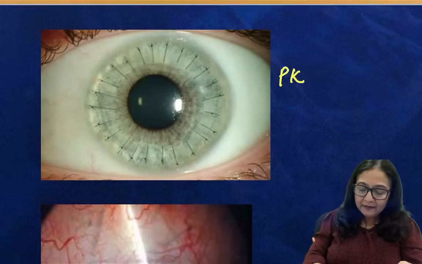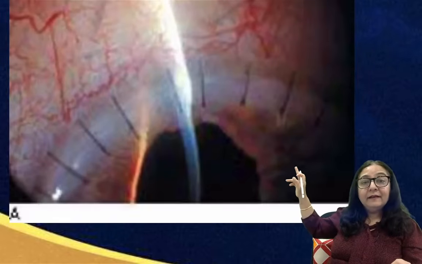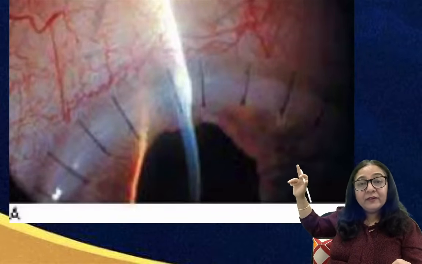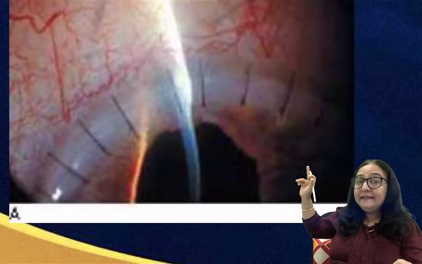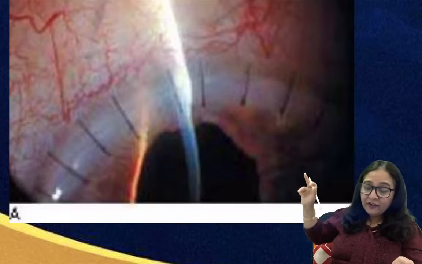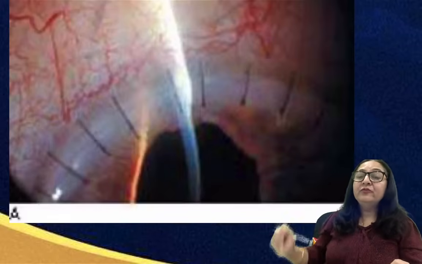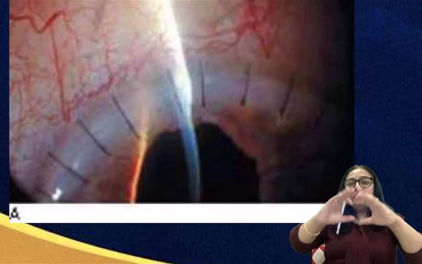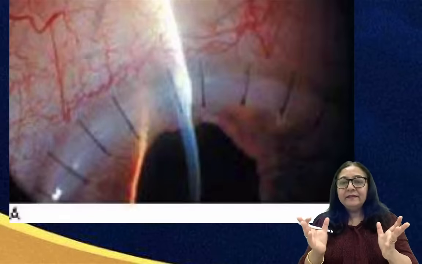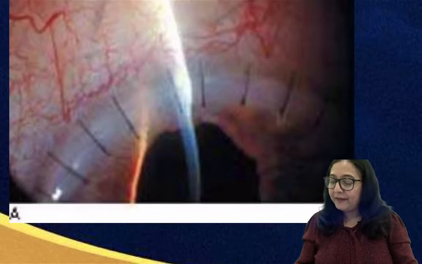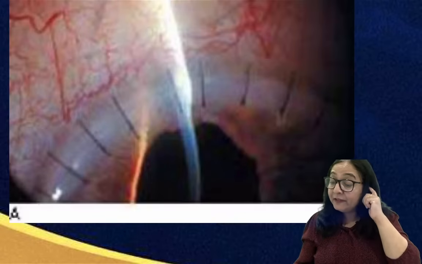And this is the corneal scleral incision done for ECCE, extracapsular cataract extraction. Again, you can see multiple sutures have been applied. Similarly, if there is ICCE, there will be a still bigger incision and sutures will be applied. Penetrating means full thickness.